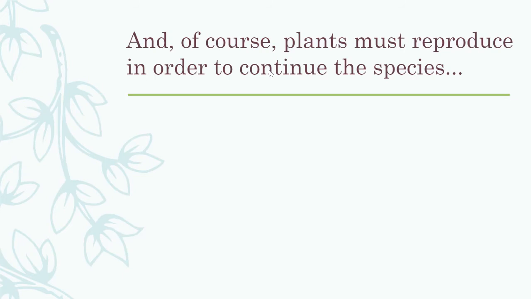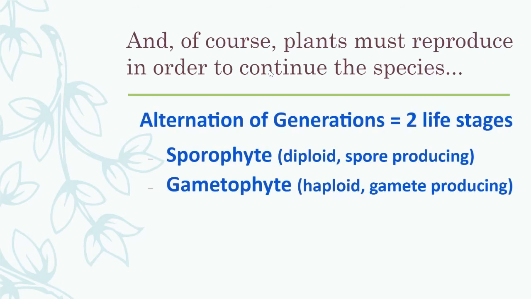And of course, plants also must reproduce in order to continue their species to the next generation. Plants reproduce in kind of an interesting way. There's something called alternation of generations, and that means that plants have two separate life stages. They have a life stage called the sporophyte generation, and that's when plants are diploid and producing spores. And remember, diploid means they have double the amount of DNA.